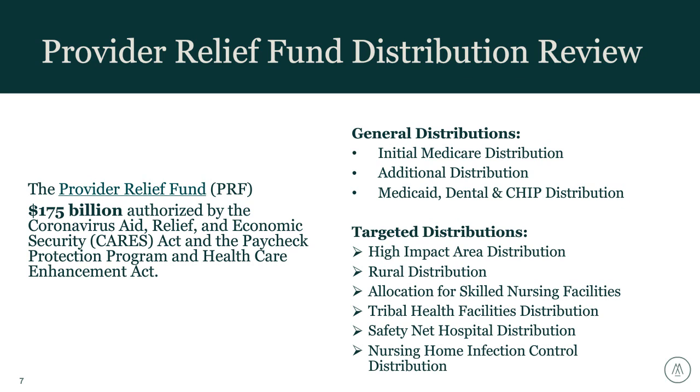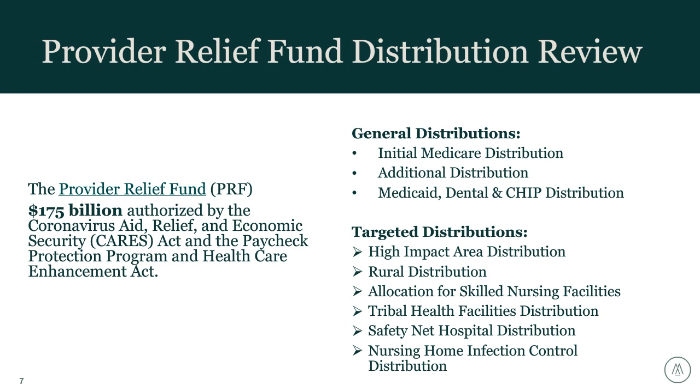So today I'm covering the Provider Relief Fund and how we're going to report for that distribution. As you probably know, if you're on this call, it is a $175 billion fund, a huge fund, originally authorized by the CARES Act and added to by the Paycheck Protection Program and Health Care Enhancement Act. And it's come out in a lot of different waves.